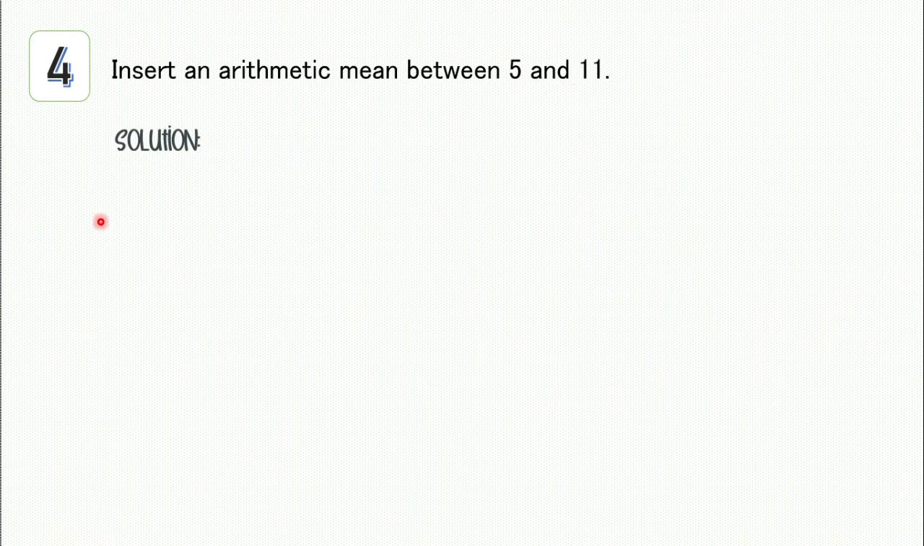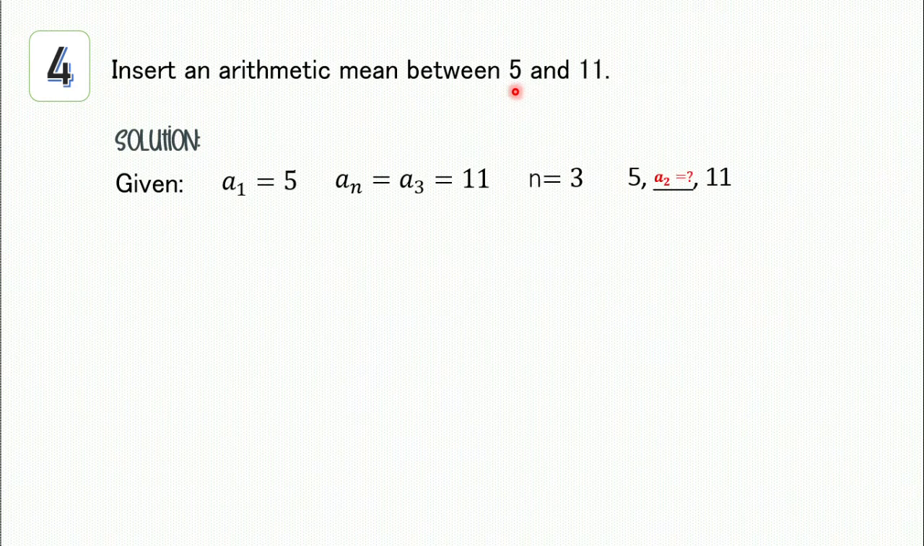So ang solution nito, first is we are going to list all the given. So ang a sub 1 natin is 5. Tapos, since there are 3 terms, ibig sabihin yung a sub n natin or yung a sub 3 natin is 11. Tapos, yung n naman, the number of terms. Since given yung dalawang term na a sub 1, a sub 3, tapos maglalagay tayo ng isa pang term between them. So, there are only 3 terms. Okay, so, ganito yung format niya. Meron tayong a sub 1, tapos a sub 3. Yung a sub 2 is yung hinahanap natin.